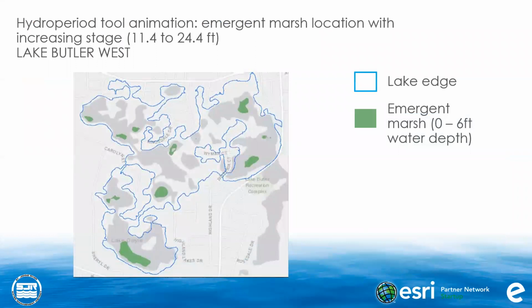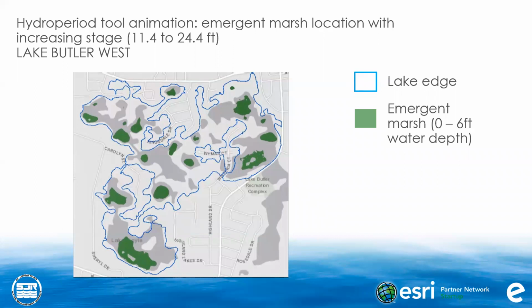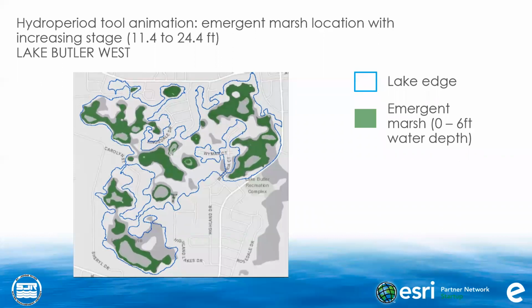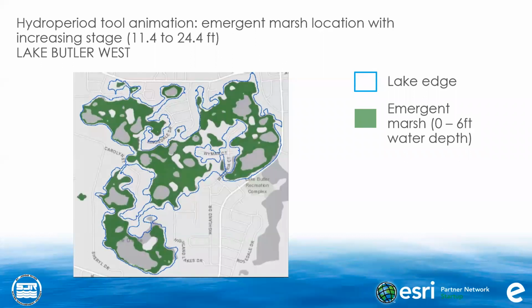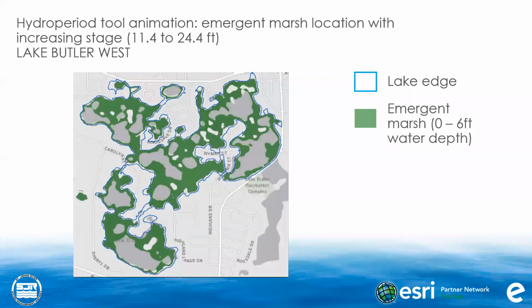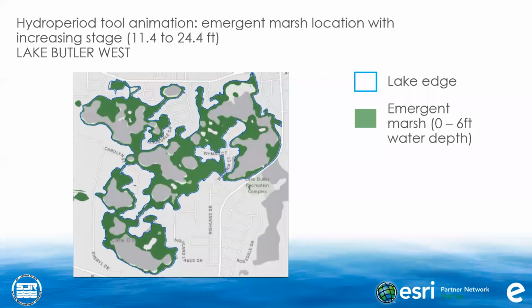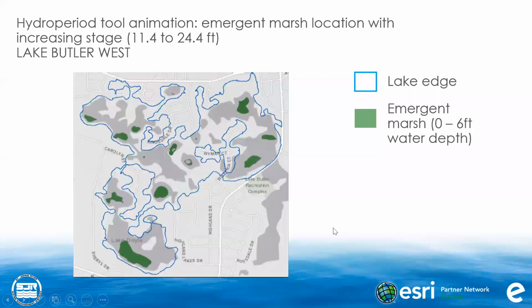You can click one more time. So here's a quick animation to show the increasing stage, and specifically how emergent marsh increases from 11 feet to 24 feet of stage over time from the Hydroperiod tool. So this is really cool because you can track habitat areas at different stage values, and you can know what areas increase more or less over time. Next.